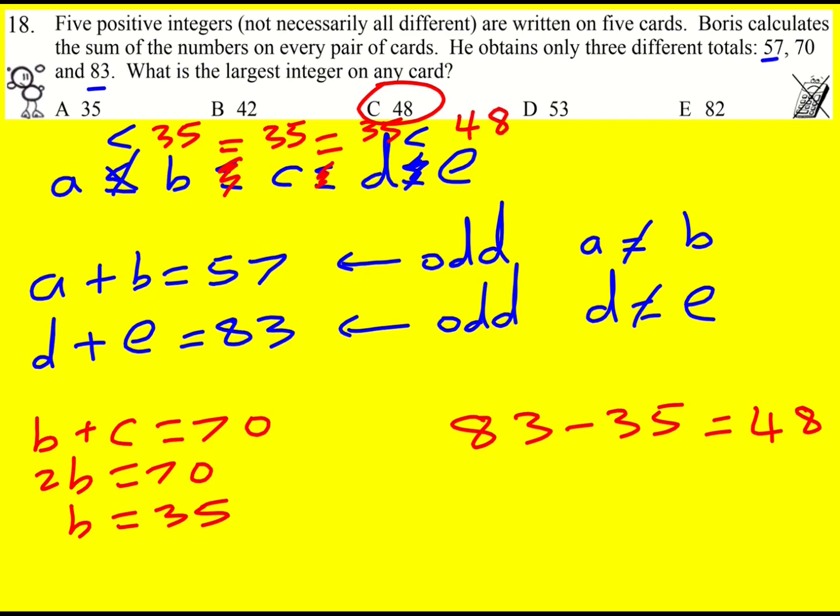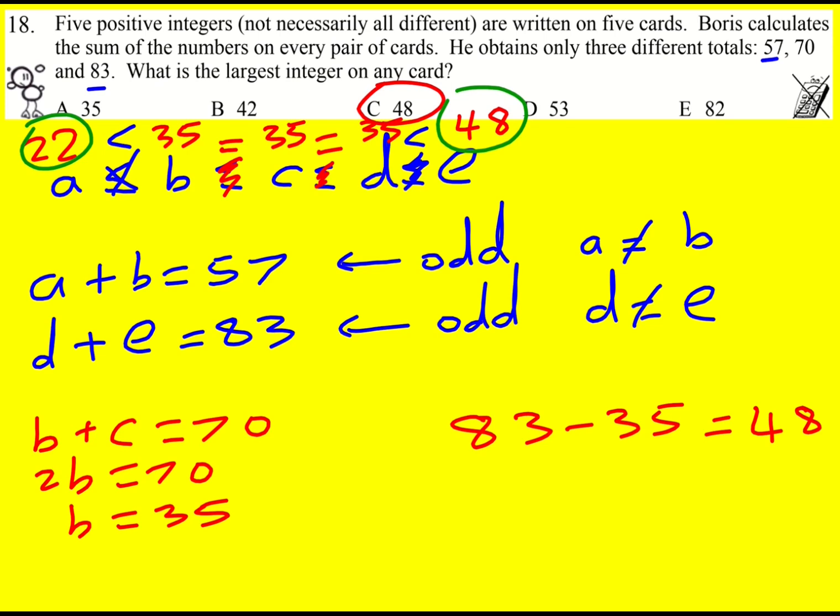Just continuing for a little bit, let's work out what A is. So that's going to be 57 minus 35, which is 22. Okay, so we see now how we get the total of 70 by doing 35 plus 35, but you also get it by doing A plus E.